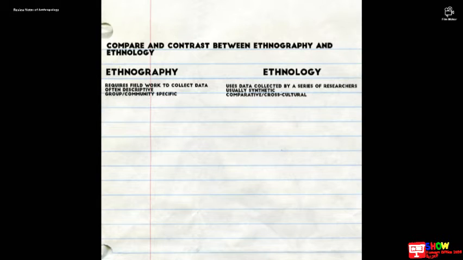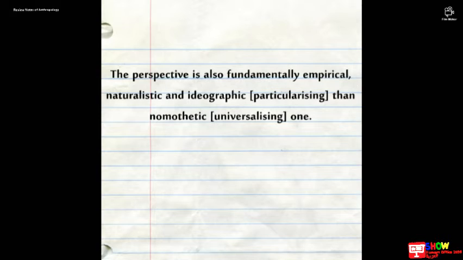Compare and contrast ethnography and ethnology. Ethnography requires fieldwork to collect the data. It is descriptive, and it is specific to a group or community. And ethnology uses data collected by a series of researchers, and is usually synthetic and comparative or cross-cultural. The perspective is also fundamentally empirical, naturalistic, and idiographic rather than nomothetic.